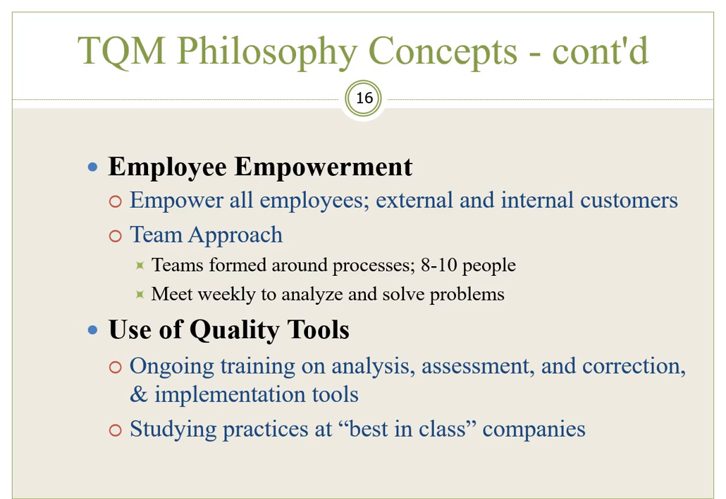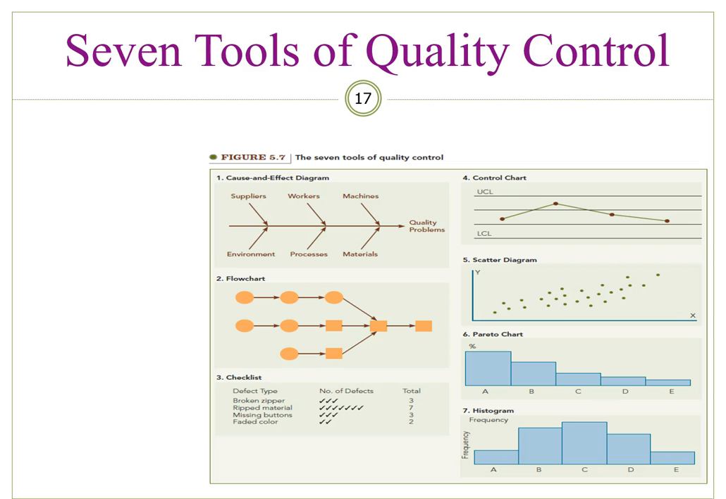So now, understanding that TQM places a great deal of responsibility on all workers, if employees are to identify and correct quality problems, they need proper training. They need to understand how to assess quality by using a variety of quality control tools. They also need to know how to interpret those findings and how to correct problems. So now let's take a brief look at those specific tools.